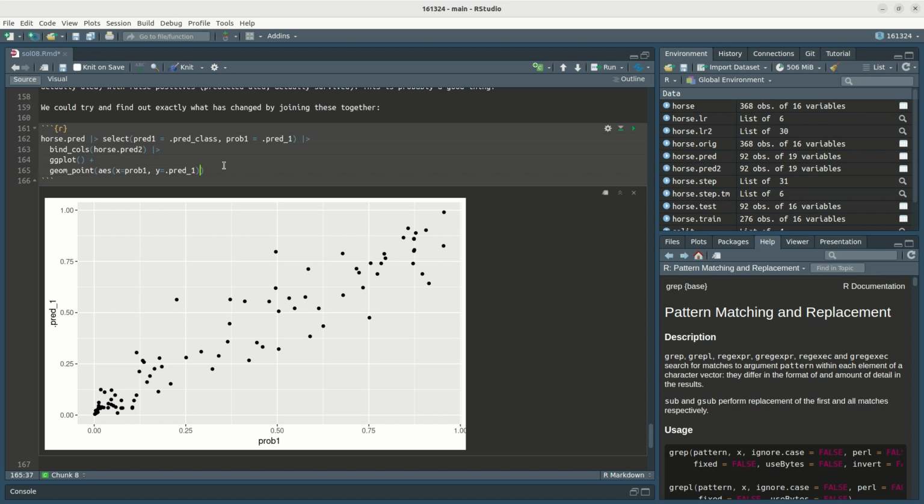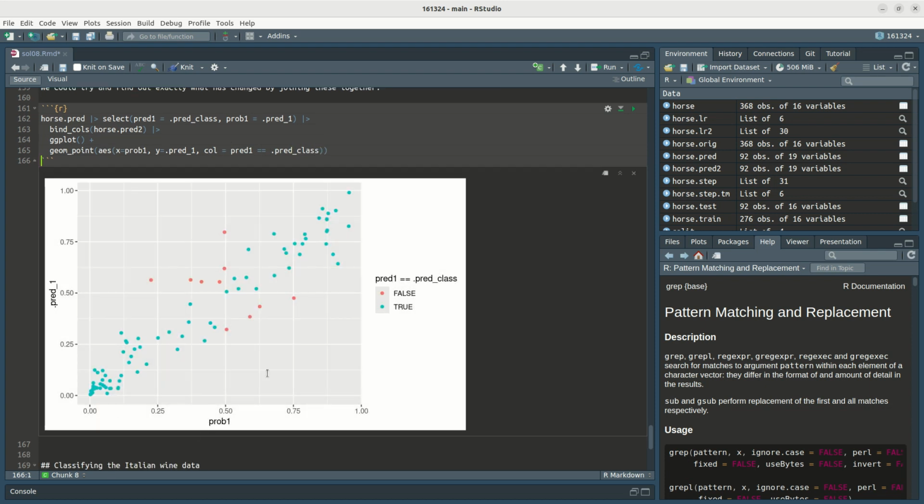I guess we could colour them based on whether pred1 was equal to the predicted class in the second one. Right, so here we go. You can see that the blue band here is the ones where the predictions are the same, and the red points are the ones where they differ.